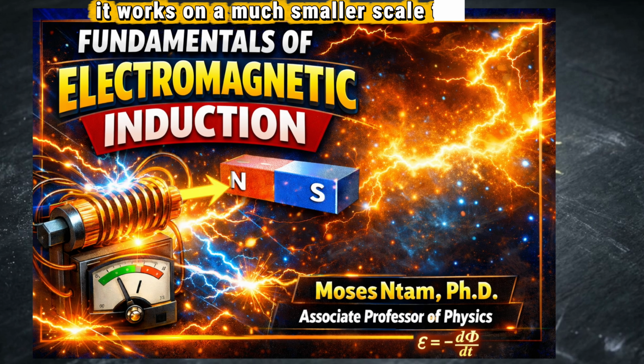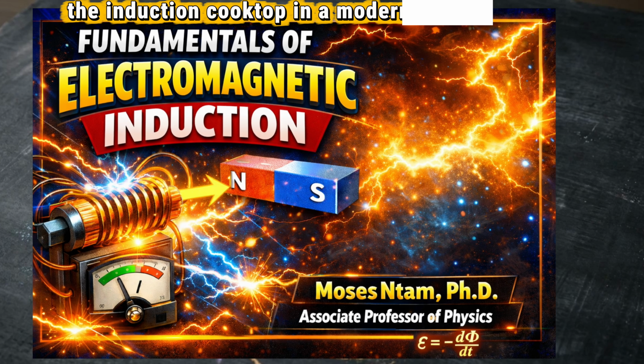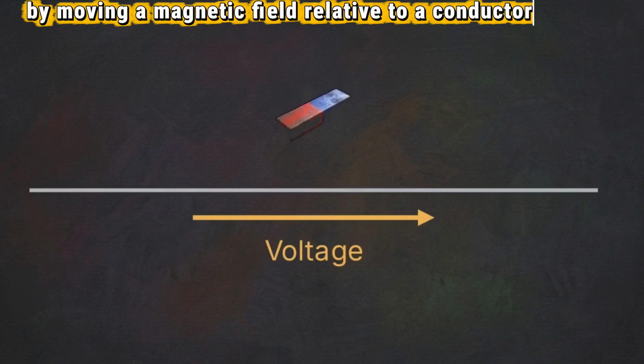It works on a much smaller scale, too. The induction cooktop in a modern kitchen uses the exact same physics to heat a pan without an open flame. This powerful process is called electromagnetic induction. It is the creation of a voltage by moving a magnetic field relative to a conductor.